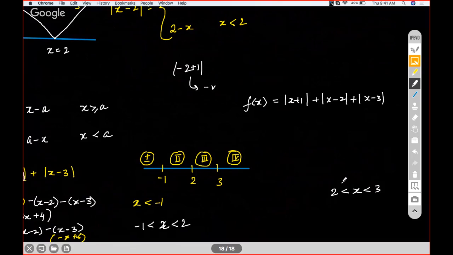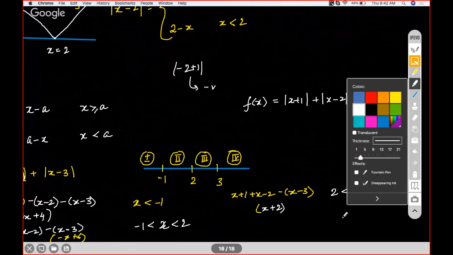For 2 to 3, take any value, say 2.5. This is positive, so it will become x plus 1 only. This is also positive, so it will become x minus 2. But this will be negative, so write negative x minus 3. So that will simplify to be x plus 2.